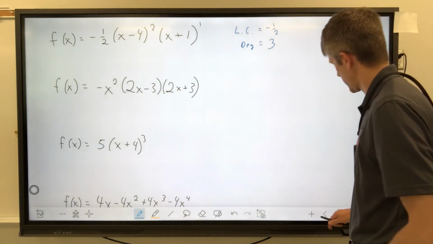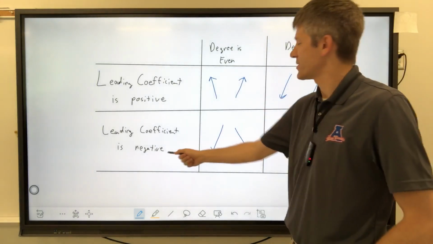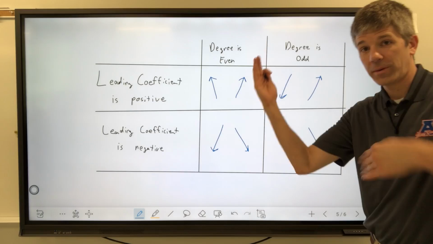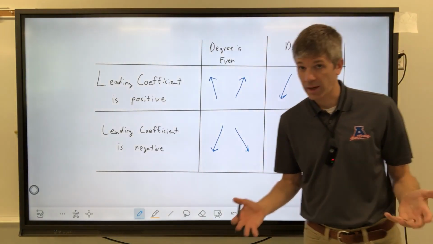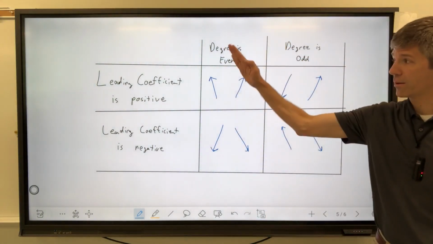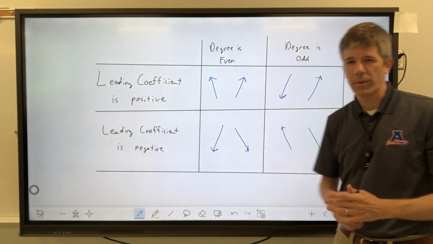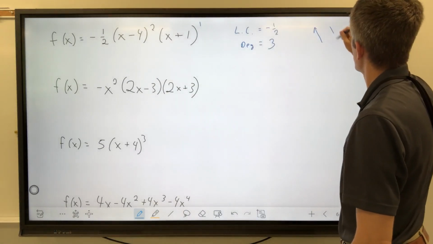Therefore, this is, and we can go back to our chart. Leading coefficient's negative, degree is odd, it's up, down. Back to those shortcuts though. If you had the line y equals -x, negative leading coefficient, odd degree, the line would go like this. It would be up, down. That's how I remember it. Again, that's the kind of shortcut or just way to remember it.